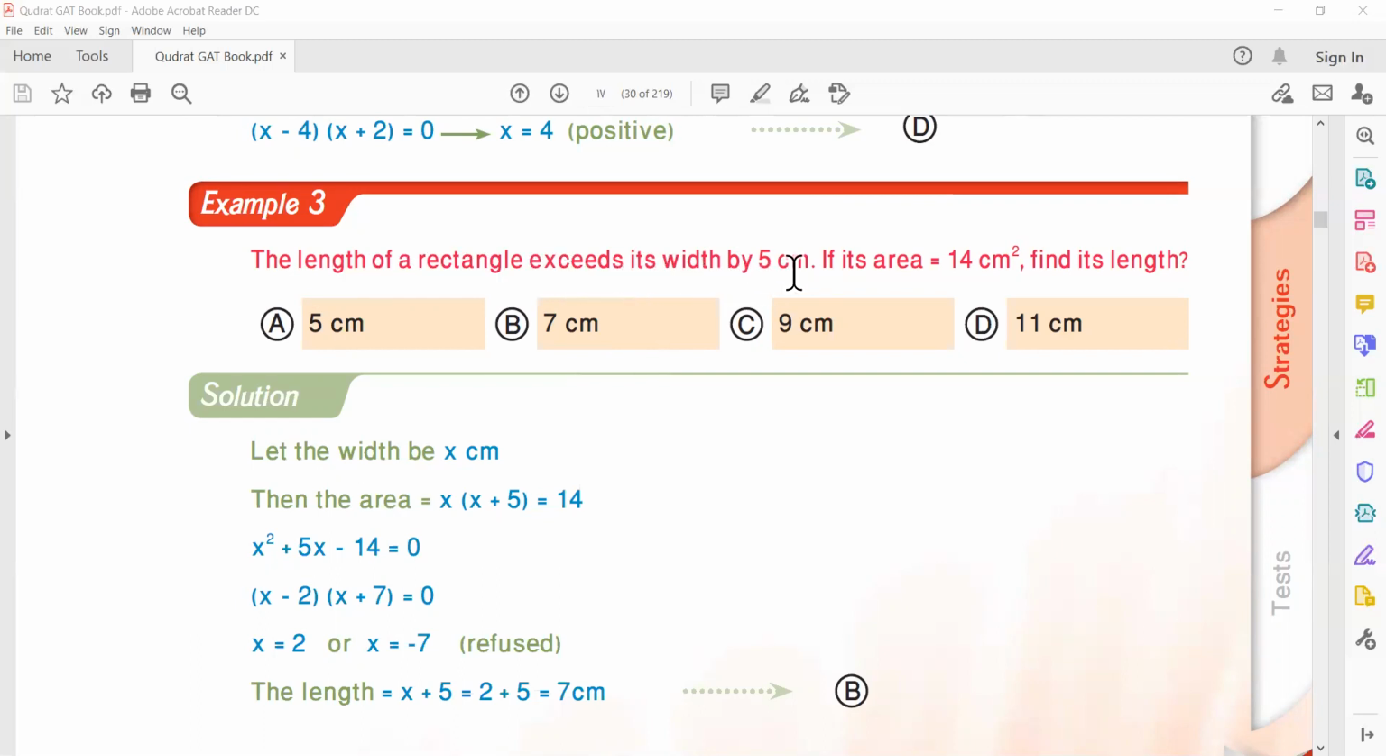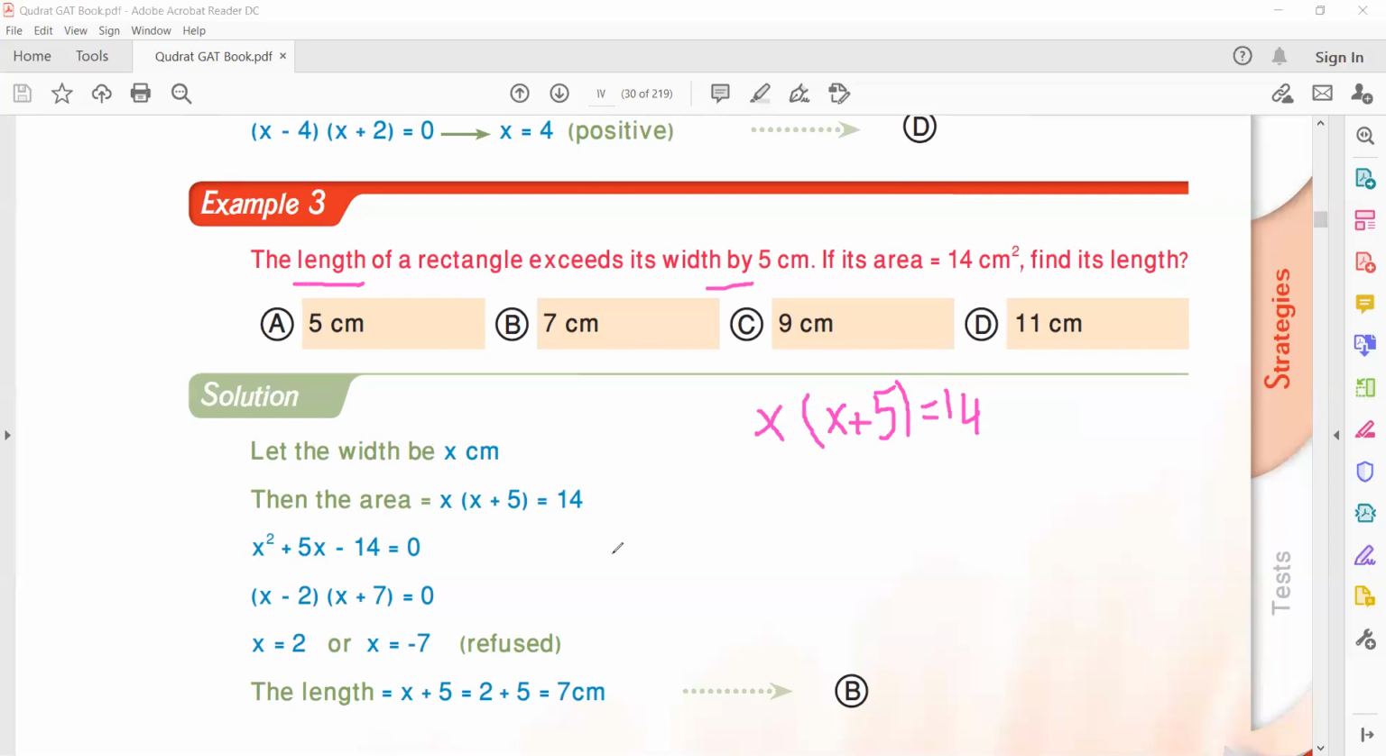So I suppose the width is x, because he said the length of a rectangle exceeds its width by 5 centimeters. What about the length? The length will be x plus 5. So x multiplied by x plus 5, the length times the width, equals the area, which is 14, right? Now he said find the length.